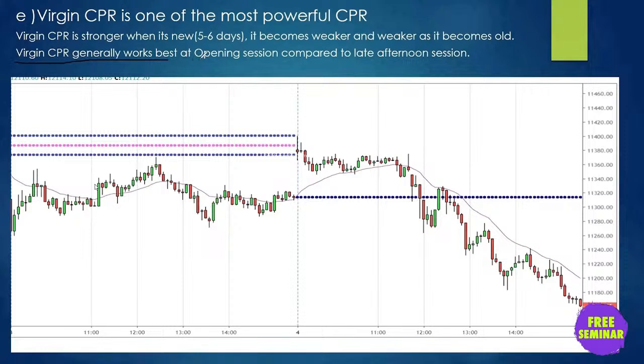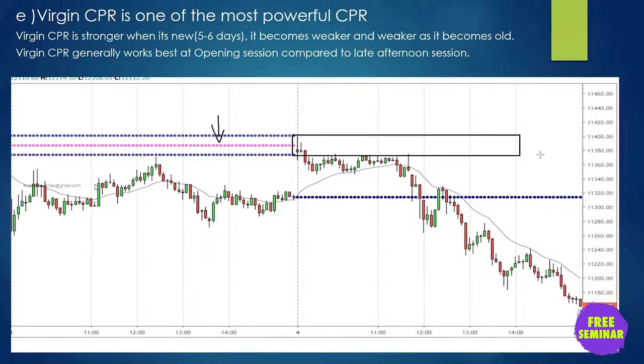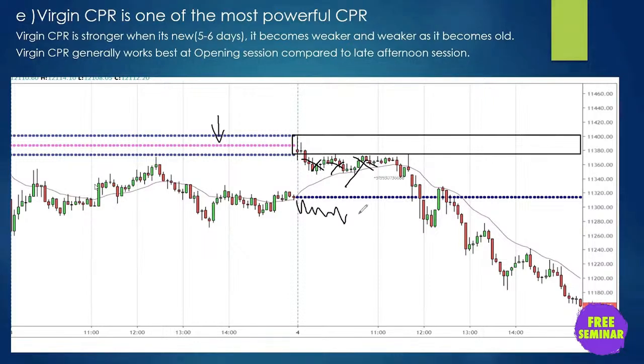Virgin CPR generally works best in the opening session compared to the late afternoon session. Let me explain again what I mean by that. Look at this. The previous day was a virgin CPR, right? And I mark this box as a support and resistance. Forget about this candlestick and this price action for a moment. Assume that on the 4th, the market opened here, like this. Then finally around 2:30, the market went near that virgin CPR and made a bearish candle.